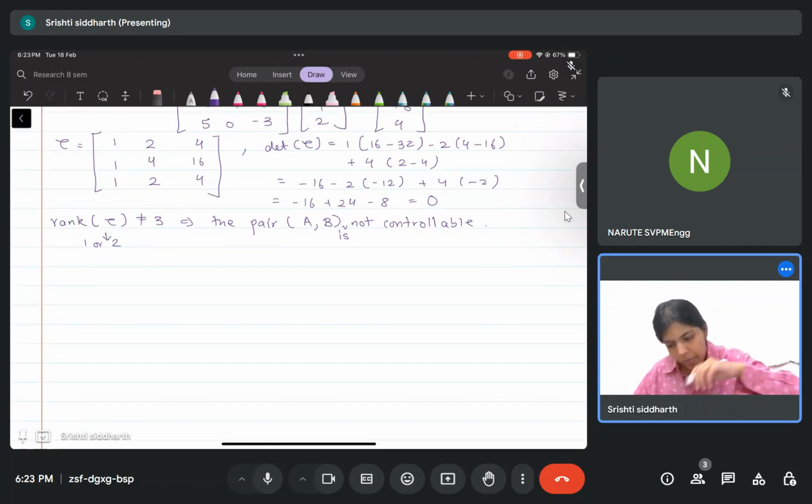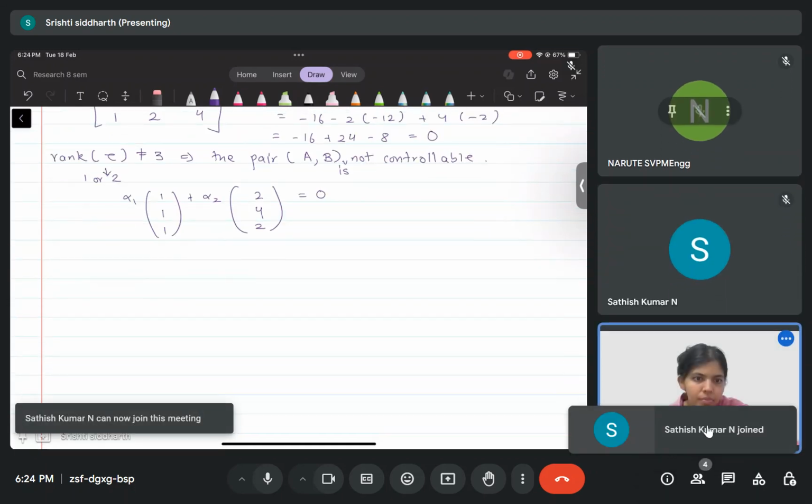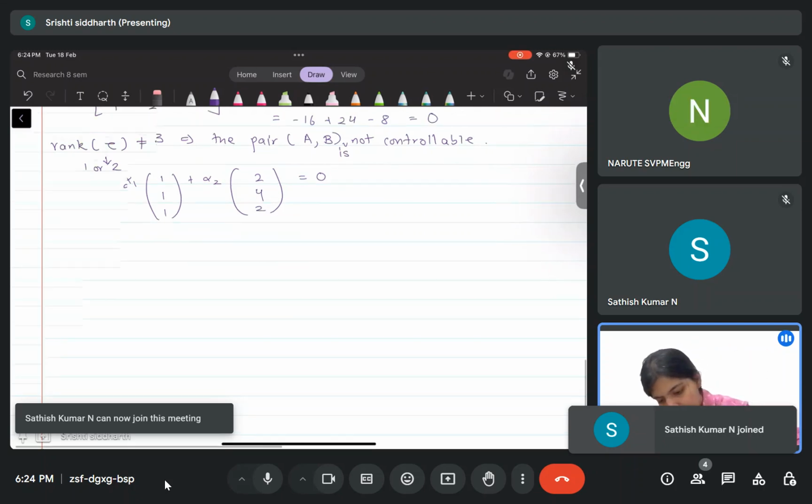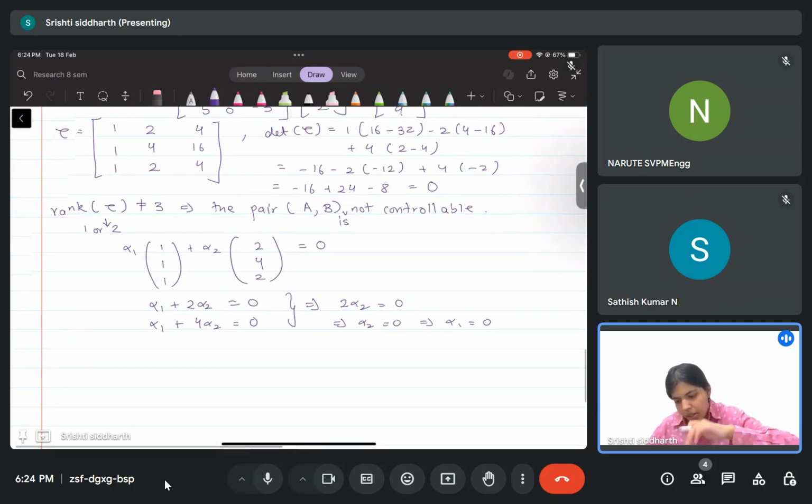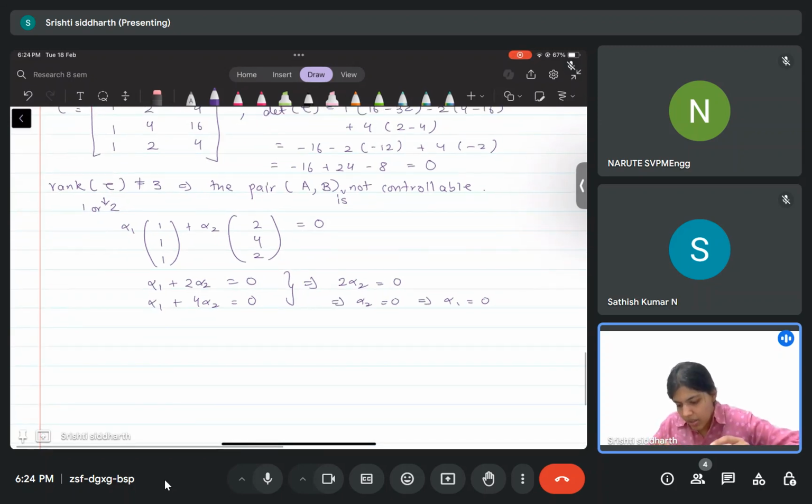So we have 1, 1, 1. Let's check if these two are linearly independent. We have the equations alpha 1 plus 2 alpha 2 equals 0, and alpha 1 plus 4 alpha 2 equals 0. The third equation and the first are the same. Okay, so we can just subtract these two, and this would imply that 2 alpha 2 equals 0, which implies that alpha 2 is 0 and alpha 1 is also 0. So columns 1 and 2 are linearly independent. Similarly, we can check for columns 1 and 3. So what remains is checking columns 2 and 3.